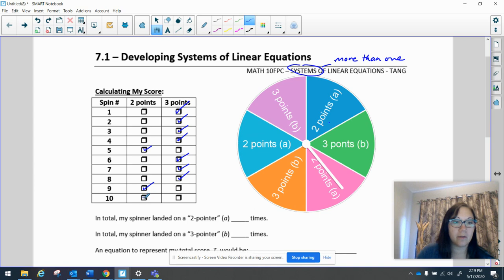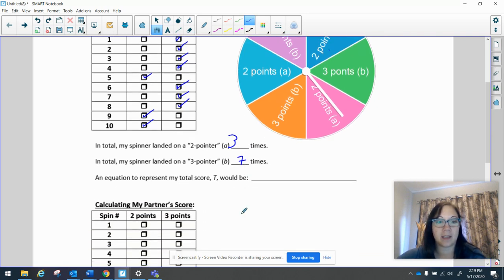All right, so there were your scores. So in total, your spinner, or our spinner, landed on the 2 points 3 times. And it landed on the 3 points 7 times. We did 10 spins total.